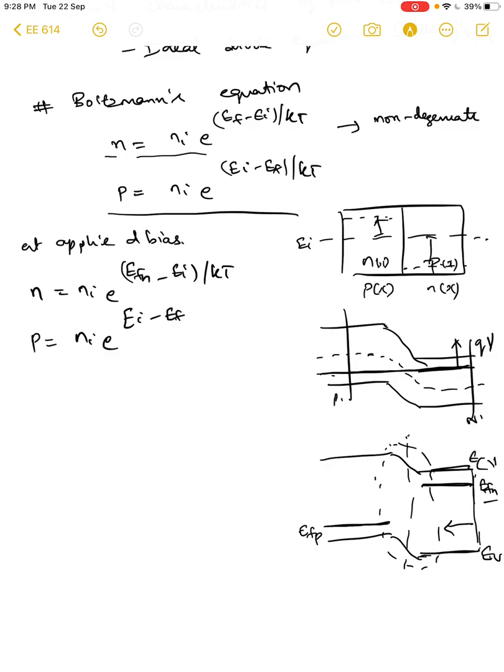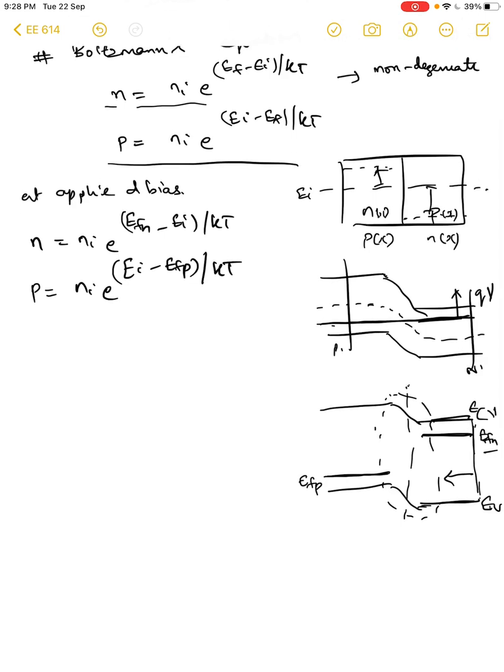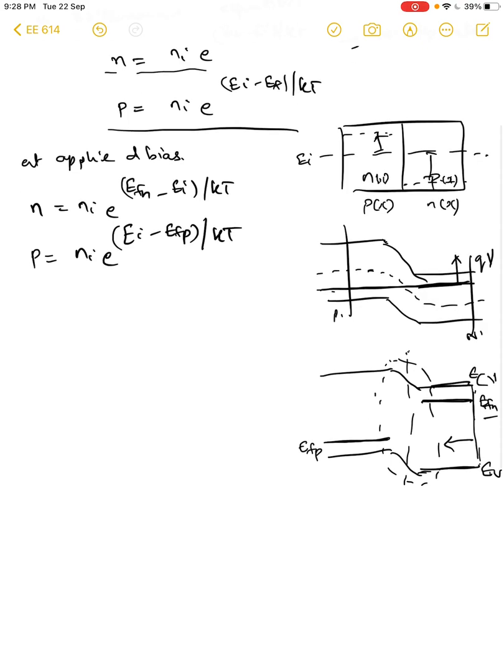EI minus EFP by KT. These are two different densities, right? Using these things you can actually invert these equations, and then you can write EFN is EI plus KT ln n by Ni. Similarly, EFP is EI minus KT ln P by Ni. So it just tells you at each position how much is the shift from the intrinsic energy level. It depends upon the carrier density n and p, right?